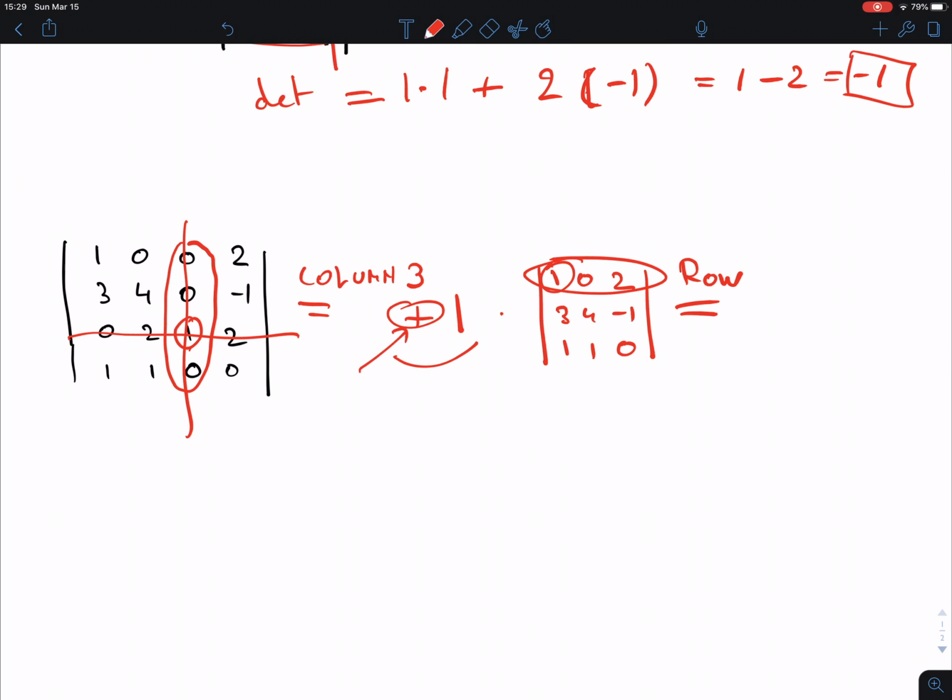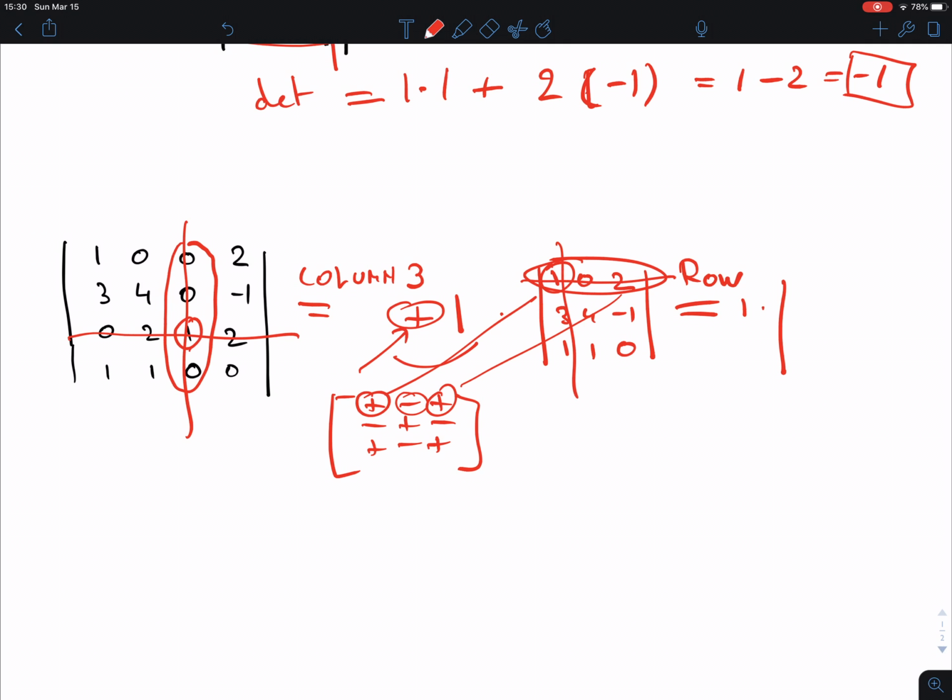This element, now remember, I'll make the little plus-minus pattern again for 3 by 3. This looks like this. So we're going to have a plus here for the 1, and also, by the way, a plus for the 2, okay? Because the 0 should come with the minus sign, but of course that doesn't count. So we have 1 times what is left, okay? We scratch out the row and column in which this element lies, and we see what is left: 4, -1, 1, 0, right?